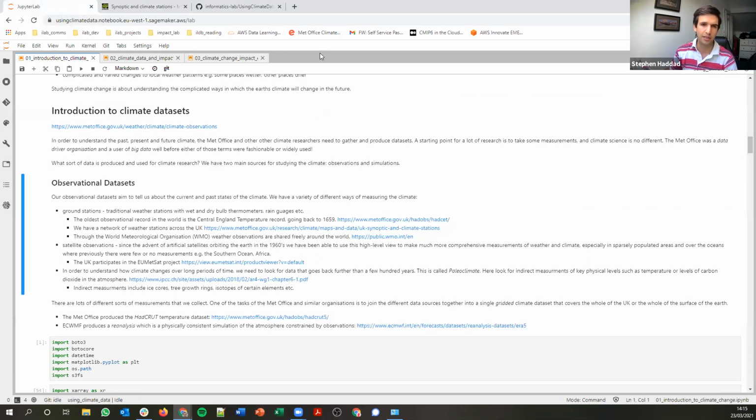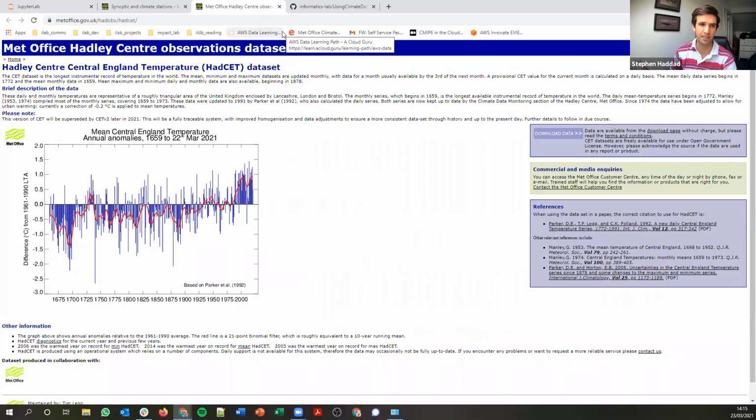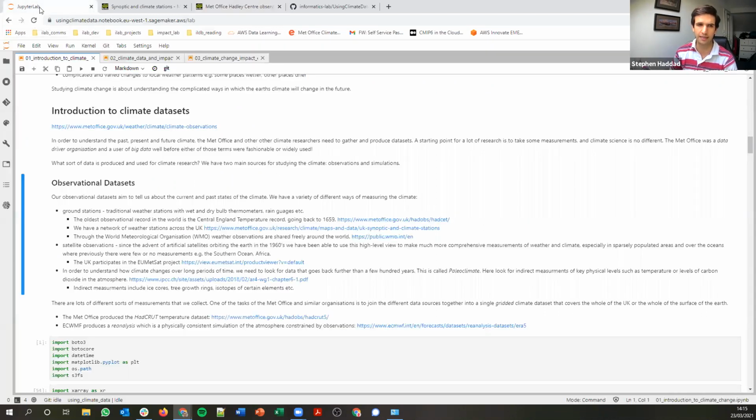And so we have quite a lot of very old data sets. So there's a data set called the Central England Temperature Record, or CET, which measures temperature records going all the way back to 1659. And you can see here is a plot of that temperature record over time, again, similarly showing a warming trend over time. But that's a very old temperature record just for a particular location.